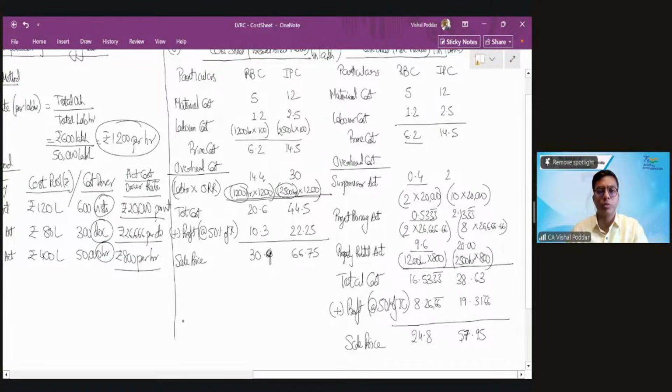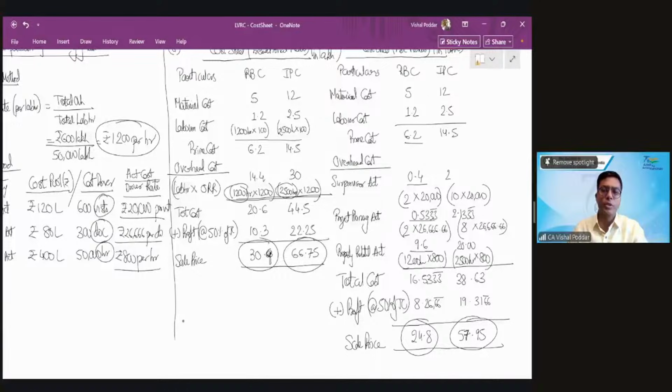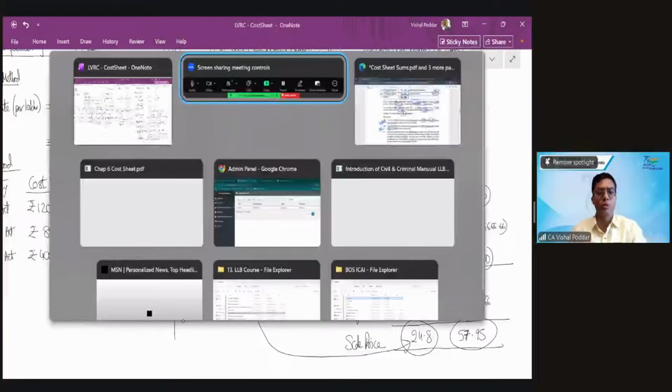So here the cost which I'm getting for the residential project is 30.9 lakhs, whereas this is 24.8 lakhs. Here it is 66.75 lakhs, and here it is 57.95 lakhs. So a better charging of overheads can change your cost structure drastically. So if you compare this, it is having around 20% cost change on the lower side, which is a big difference. And this is where you get the answer for the analytical question, that is C.